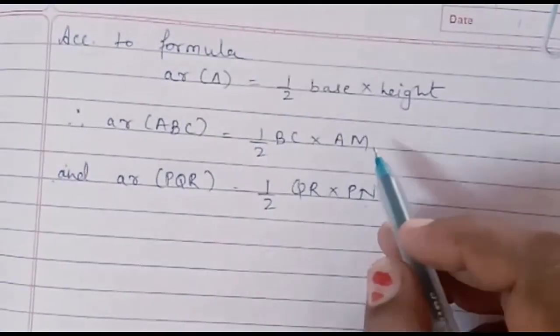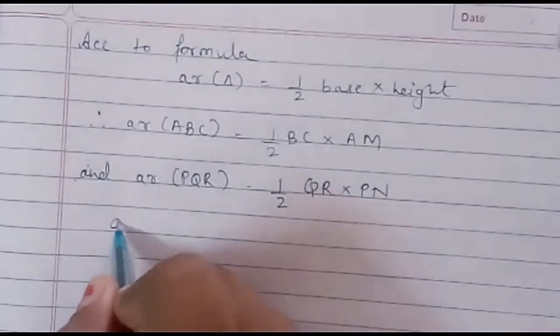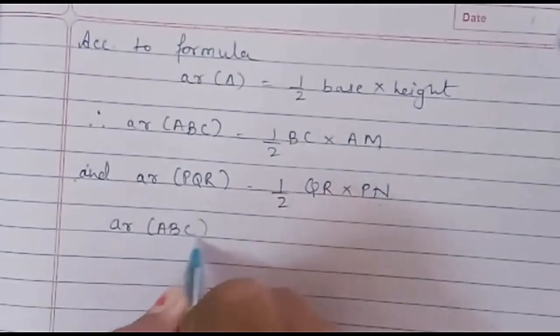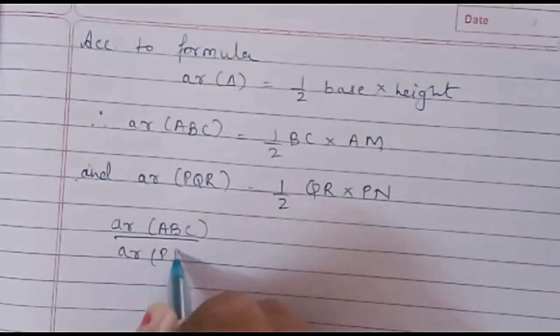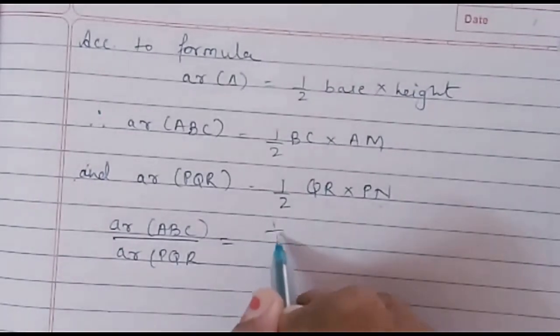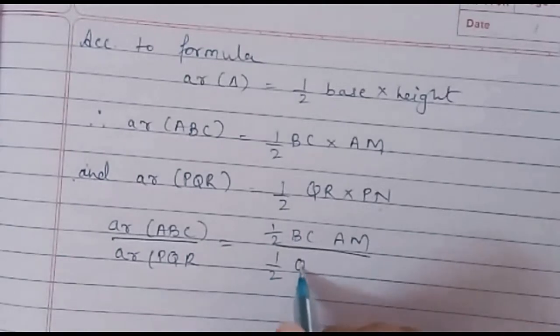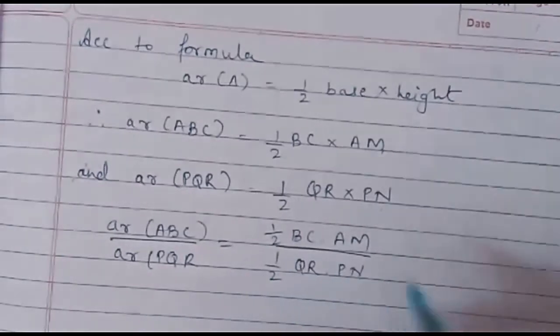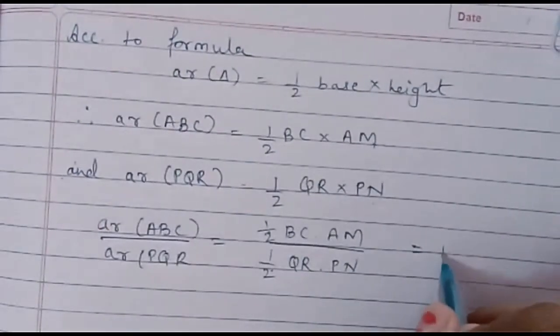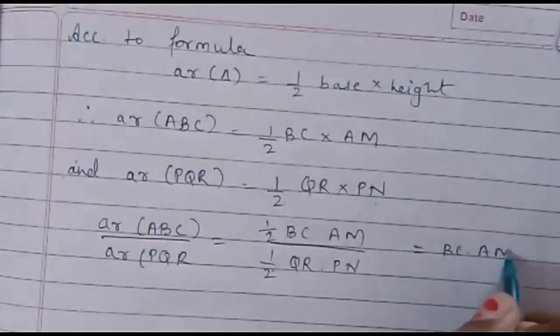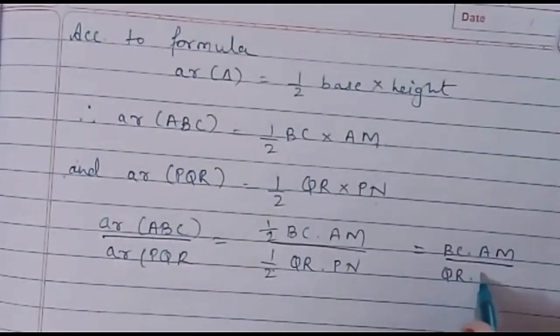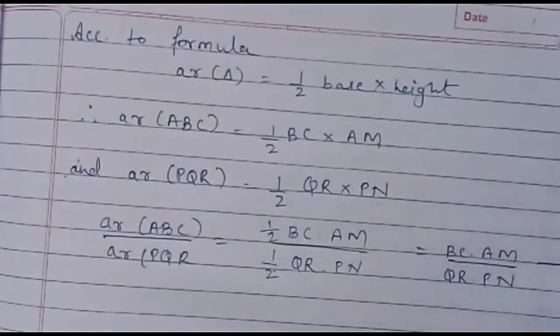Now let us divide both the results. So we will get area of ABC divided by area of PQR is equal to half BC into AM divided by half QR into PN. As half will get cancelled, we get BC into AM upon QR into PN. This is result number 1.